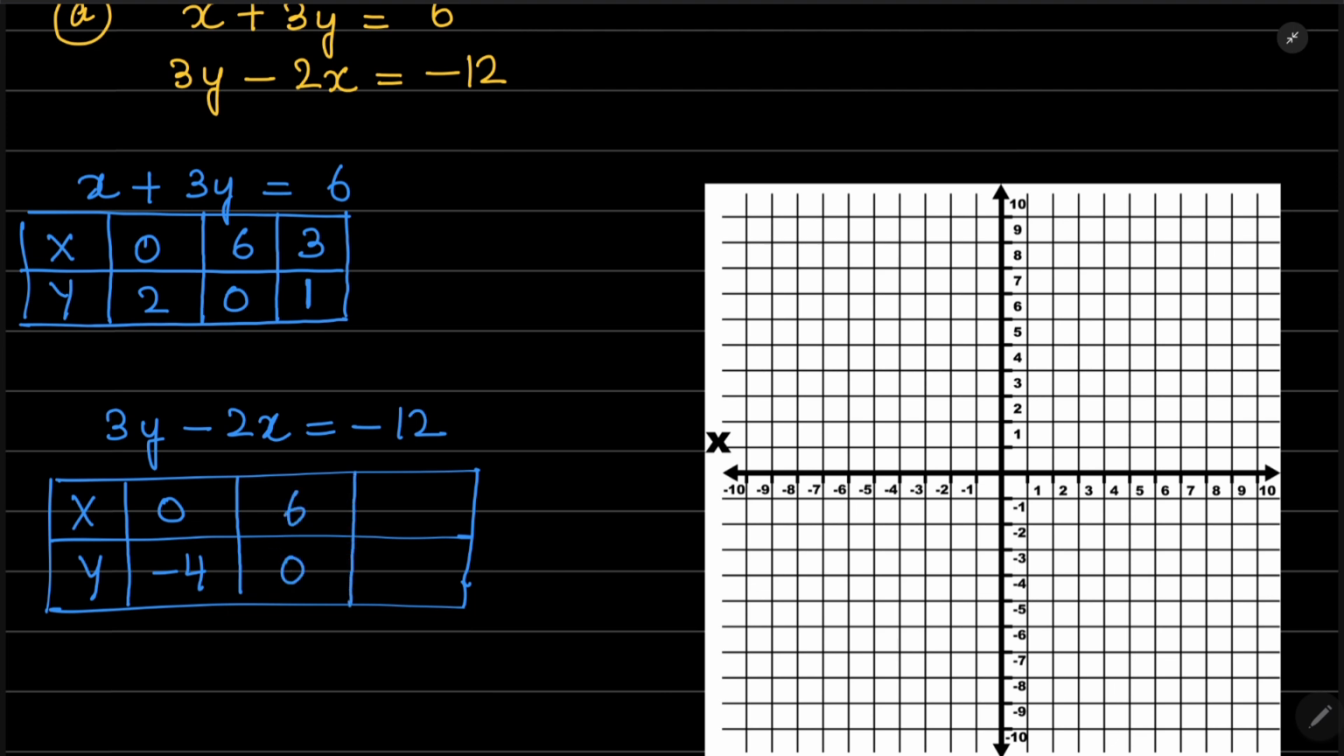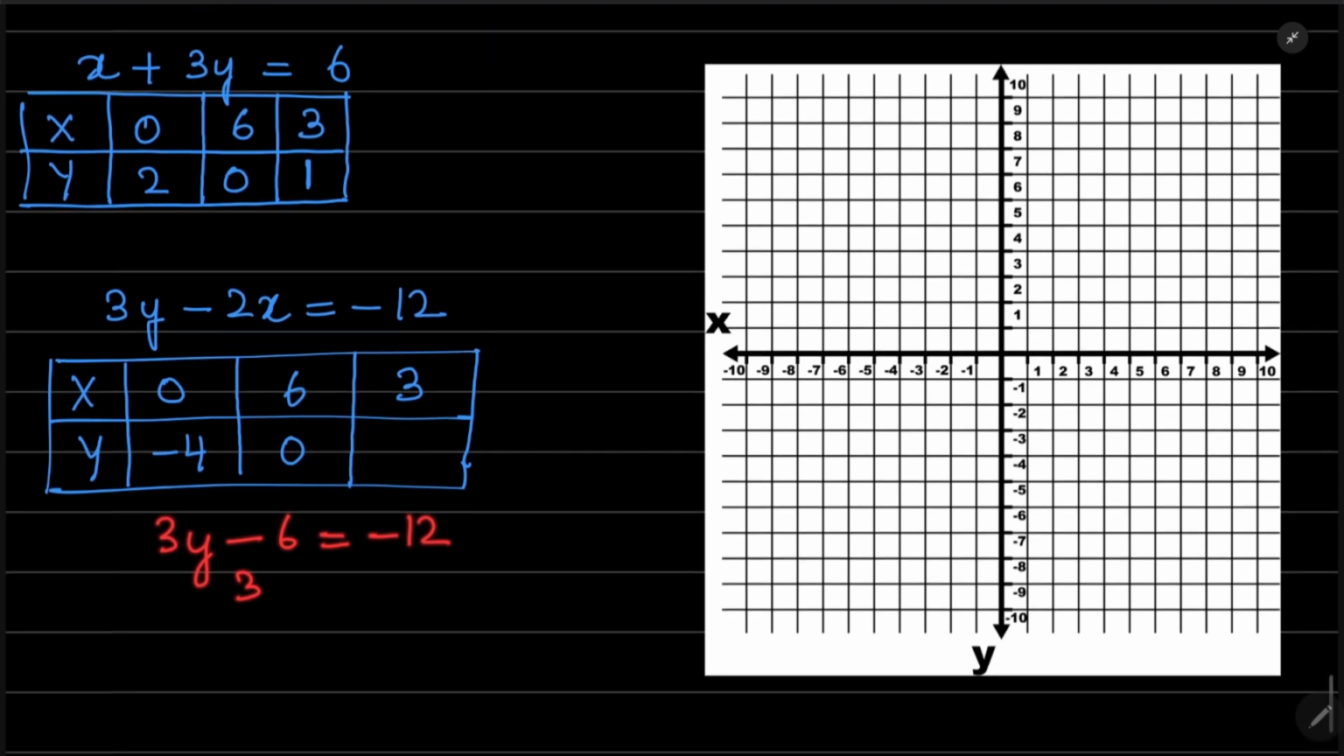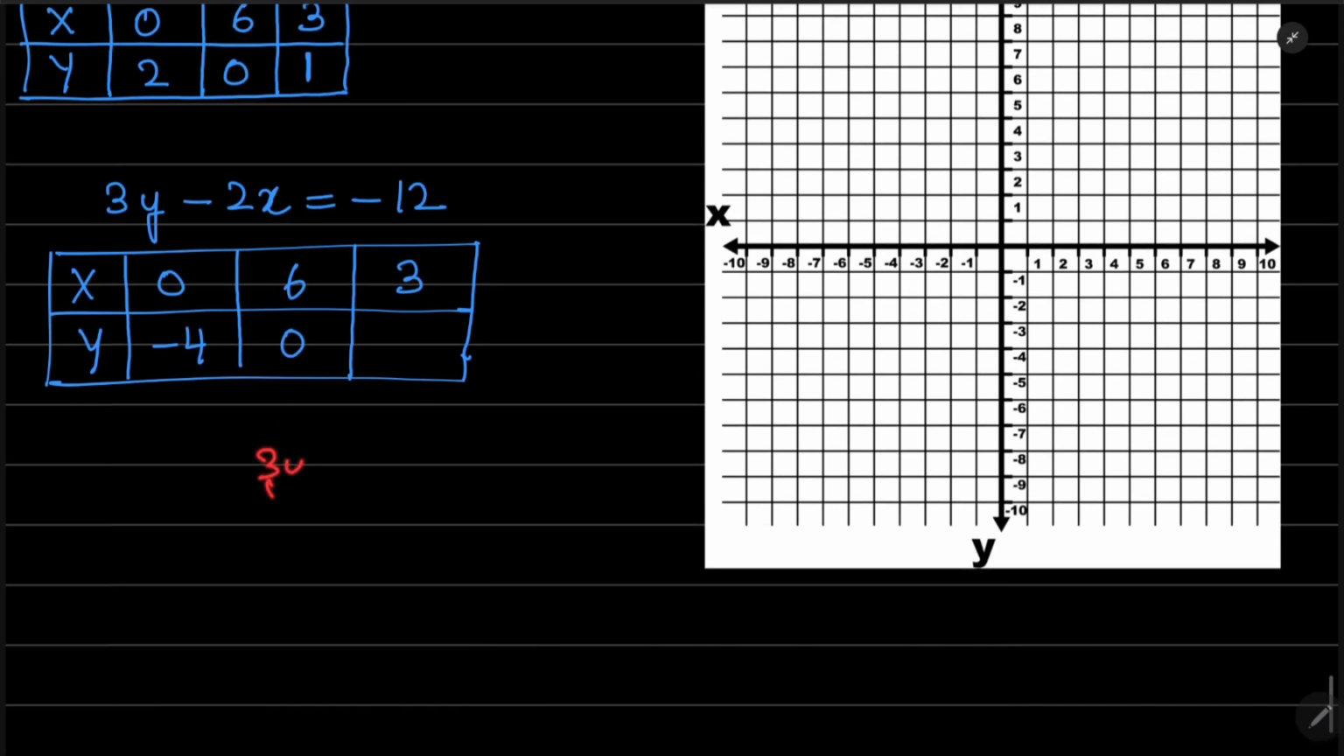And next, if your x is 3, what will you have? Here you will have 3y minus 6 equal to minus 12. So 3y equal to minus 12 plus 6, which is nothing but minus 6. Y will be equal to minus 2. So what will be your y? Y will be minus 2.